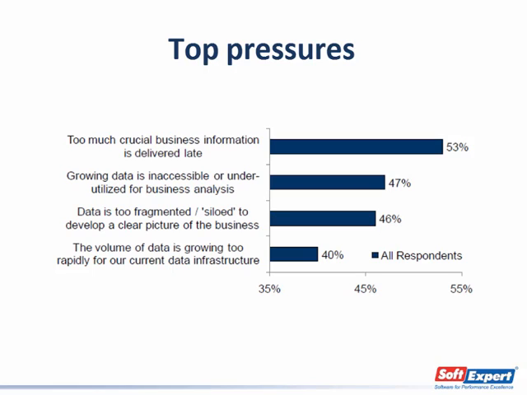But now, when we talk about the pressures on companies to implement data management systems, the first one, the top one of this research conducted by Aberdeen, is that too much crucial business information is delivered late. So I don't have crucial business information at the time that I need. The second one: growing data is inaccessible or underutilized for business analysis. At this point, I'm talking about a direct relation with the volume of data, with the velocity of data. The third one: data is too fragmented, siloed, to develop a clear picture of the business. It's about integration. The fourth one: the volume of data is growing too rapidly for our current data infrastructure. Data growing related to data infrastructure is also important, not just the capacity to understand and analyze this information, but to physically process this information regarding infrastructure, okay?